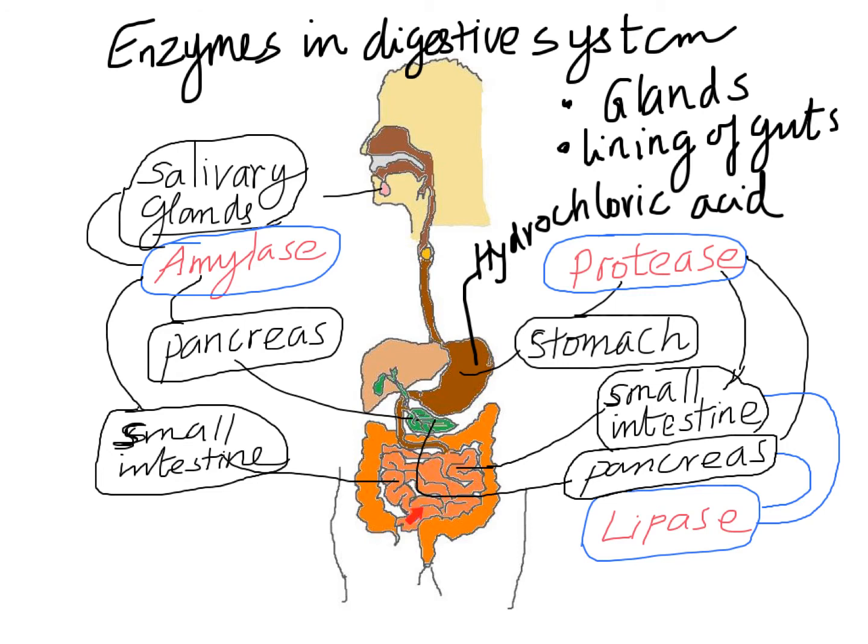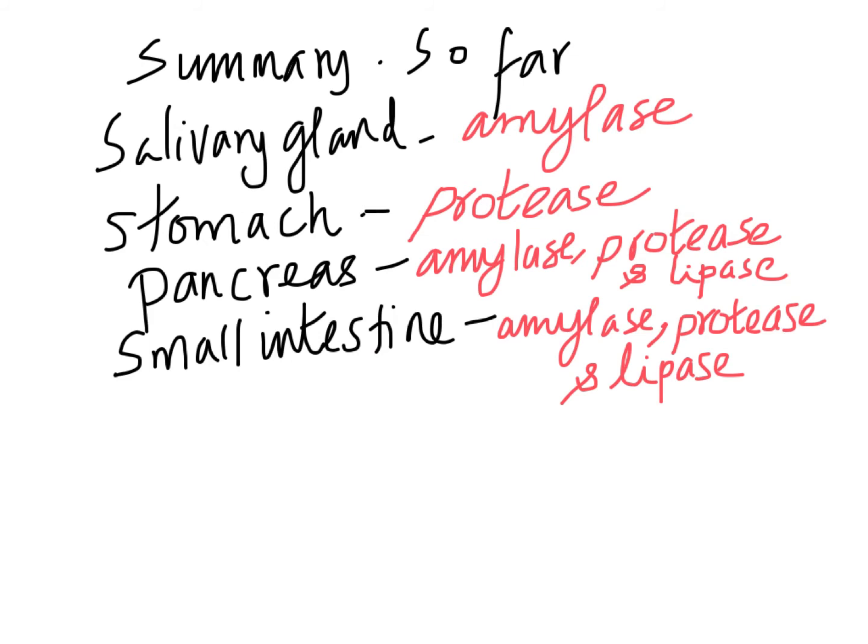So food gets broken down into soluble smaller molecules, and you know which part makes which enzymes from this diagram here. Okay, it's important that you know exactly what enzymes are made where, so make sure that you know all of this before you go further. So here is a summary of the enzymes and where they are produced in the digestive system. Make sure you remember these.